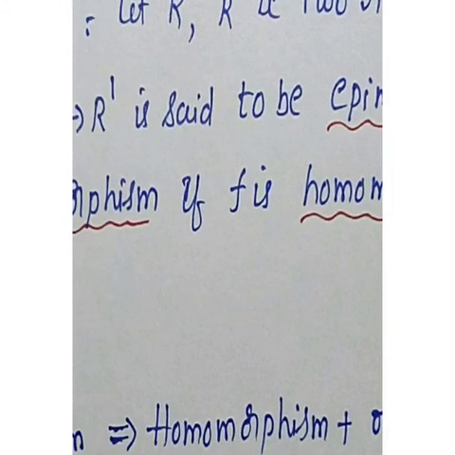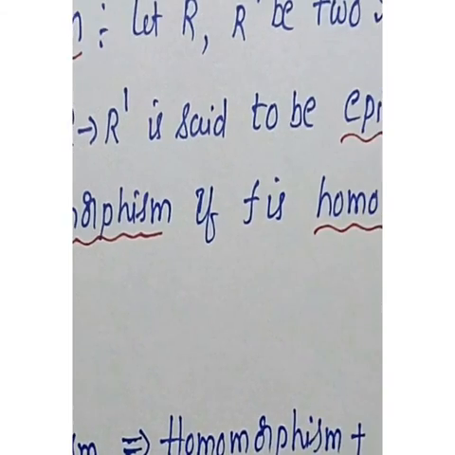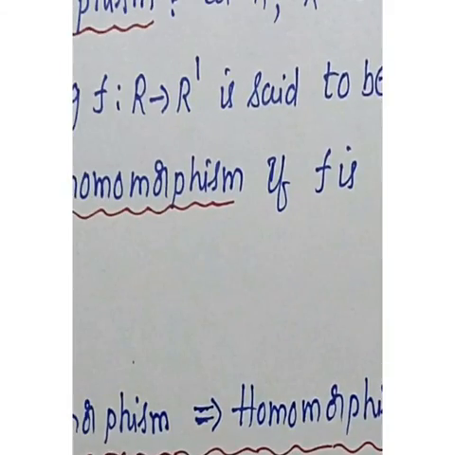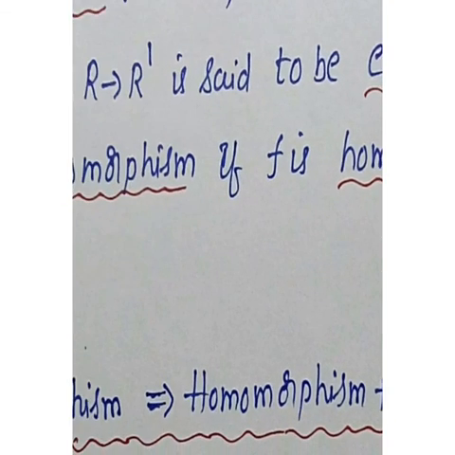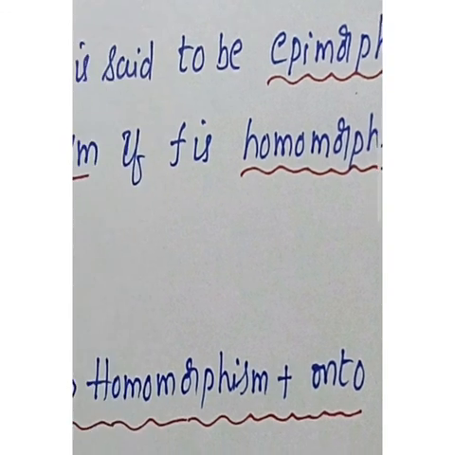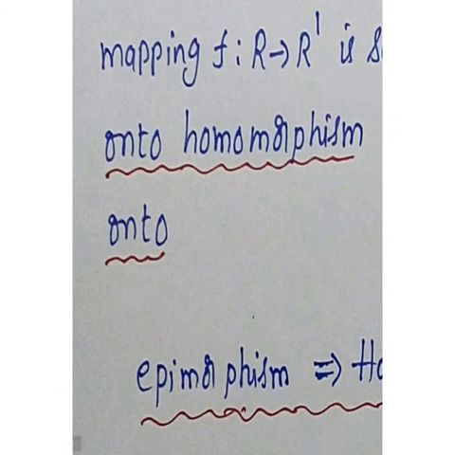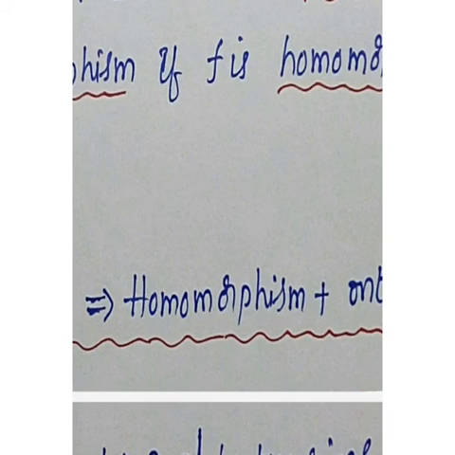So the definition of epimorphism is, let R, R' be two rings. A mapping f: R → R' is said to be epimorphism if f is a homomorphism and onto. Epimorphism is also called onto homomorphism. So epimorphism is nothing but homomorphism plus onto.